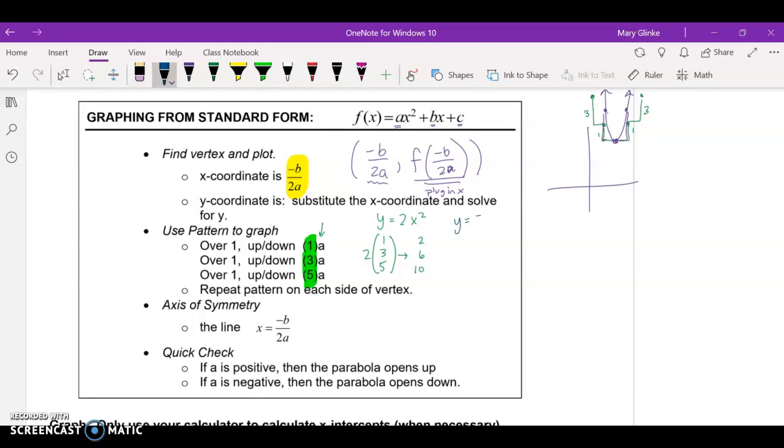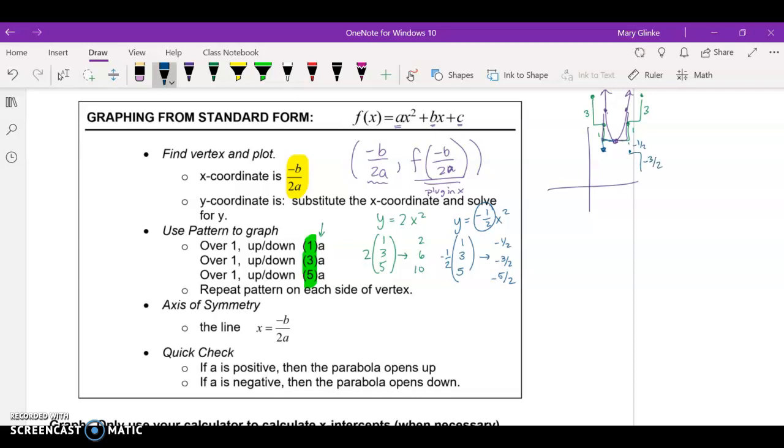Whereas if you had y equals negative 1/2 x squared, your a value is negative 1/2. You would take that 1, 3, and 5 and multiply by negative 1/2. So you'd go over 1 down 1/2, over 1 down 3/2, and over 1 down 5/2. So that's going to change the way your graph looks.